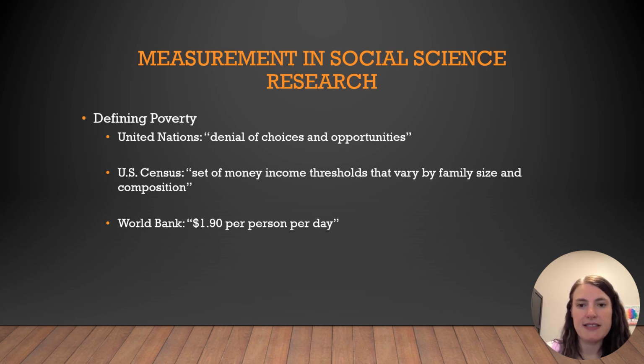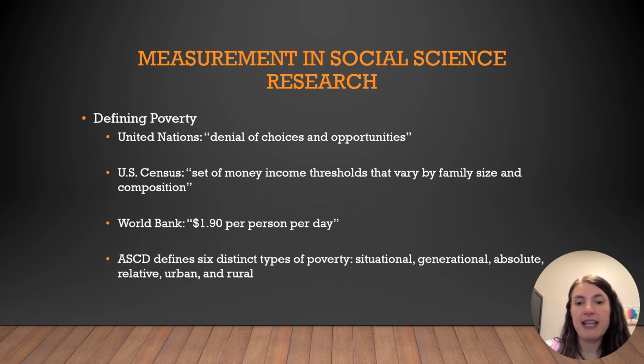The World Bank, however, also acknowledges the multidimensional nature of poverty and has developed a multidimensional poverty index that takes into account a variety of factors at both the individual and the country level. This multidimensional approach is similar to that of the ASCD, which is an international educational group. Rather than using one definition of poverty, they define 6 different types of poverty, each with its own calculation method and usage.